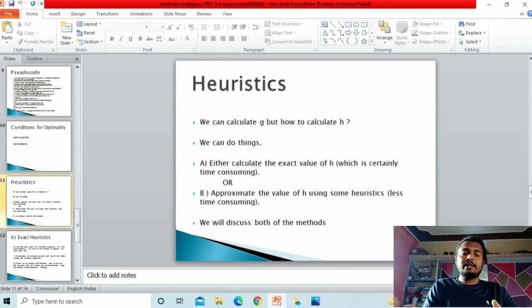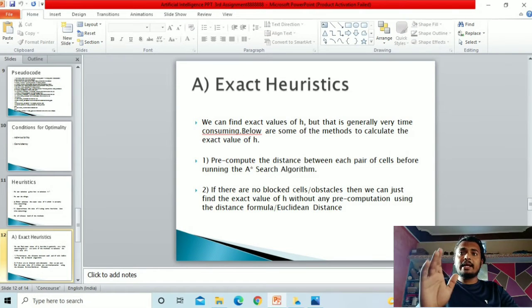What is heuristics in the A star algorithm? We can calculate G, but how to calculate H? For that we can use heuristics. There are two types of heuristics: exact heuristics or approximation heuristics.